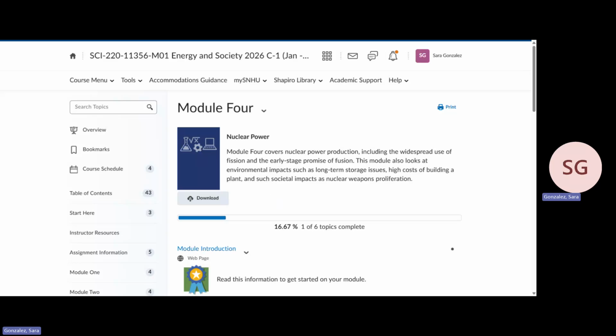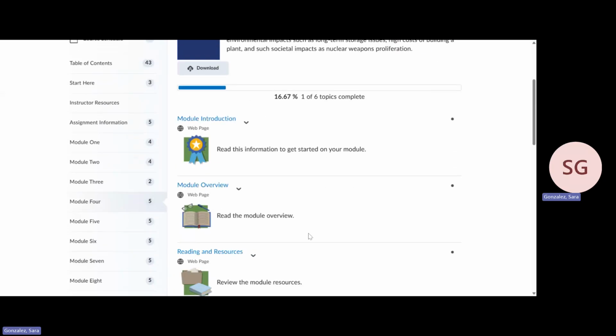Module 4 is going to cover a lot about nuclear power production, looking at its use, and a bit of the history of how we got into nuclear power, some of its early uses in the earlier part of the 20th century, and then looking at the newer technology of nuclear fusion, which is at a very early stage, of course. We'll also look at some of the environmental impact, the fears, weapons, and the cost of building the plants as well. So a lot having to do with nuclear power.